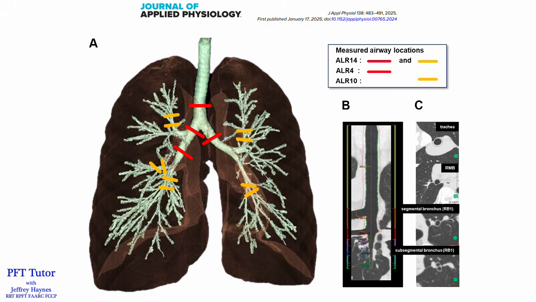There are a couple of ways to measure dysanapsis on CT. You can measure 4 large airways shown in red. You can measure 10 airways as shown in yellow, or you can use all 14 measurements. The airway size is divided by the lung size, and this gives you the airway to lung size ratio, or ALR. The smaller the ALR, the more dysanapsis is present.